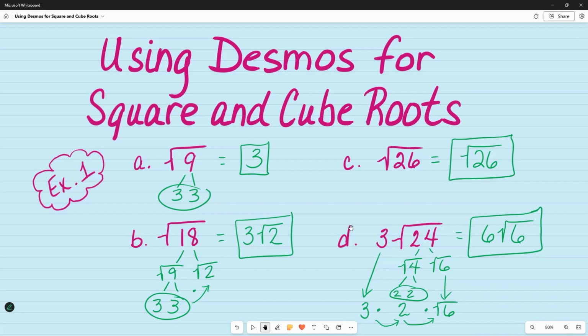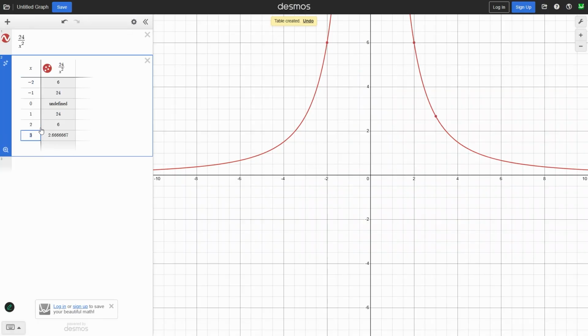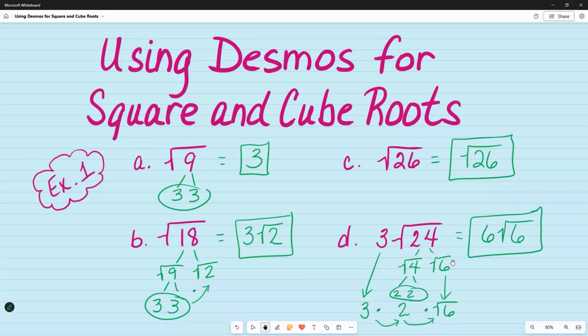And then the last square root example is going to be where you have a number on the outside, then it's multiplied times the square root. So I'm just going to bring this number down. I'm not going to put that in Desmos. I'm only concerned about putting the radical portion in Desmos. So now I have 24 divided by x squared. Go to the settings, table, enter, enter, enter. And I see that if I go back up, the part that stays in the radical is the 6. The part that comes out is 2. So 2 root 6 is my answer from Desmos.